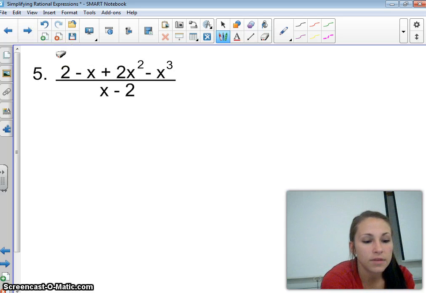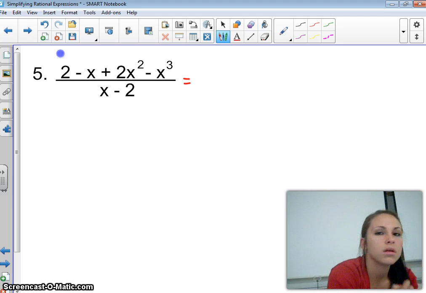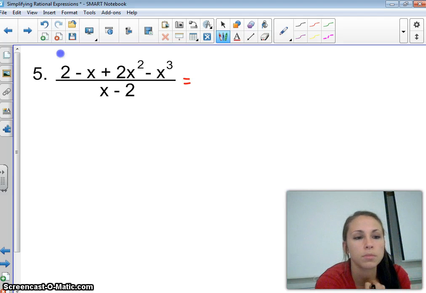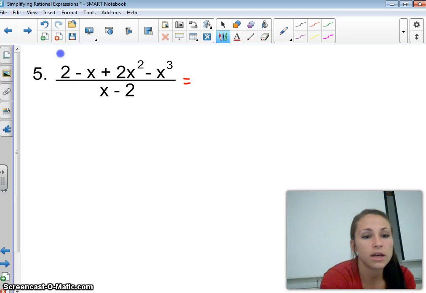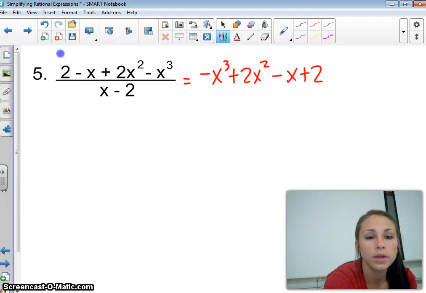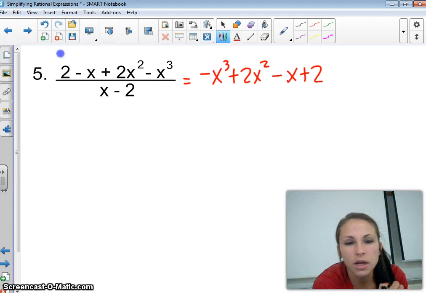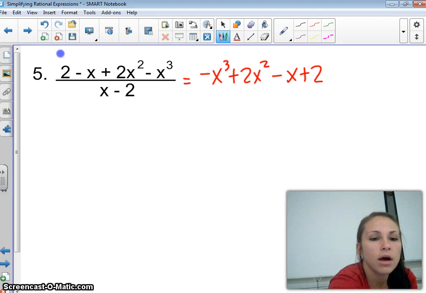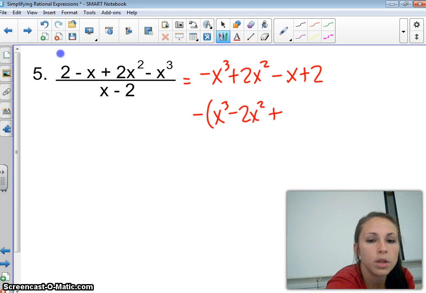Alright, number 5. I'm going to have to do the same thing with the top of this as I did a problem that was a couple of problems ago. So I need to turn it around and factor out a negative. I'm going to show that step. So this is negative x cubed plus 2x squared minus x plus 2. And then before I write my denominator, I'm going to go ahead and factor that negative out. So this is going to be x cubed minus 2x squared plus x minus 2.